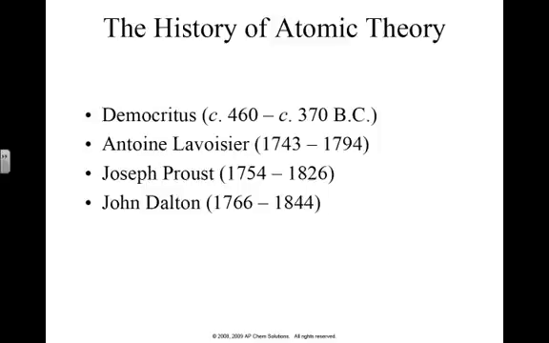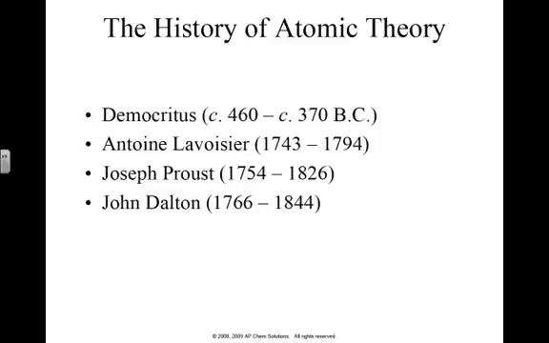Antoine Lavoisier was the first one that carefully weighed reactants and products in chemical reactions and found that mass is neither created nor destroyed, so we give him credit for coming up with the law of conservation of mass. Joseph Proust came up with the law of definite proportions, which basically states that different samples of the same compound always contain the same proportions of each element by mass. What does that mean? That means if I have a little bit of water or if I have a lot of water, I'm still going to have roughly 88.9% oxygen and 11.1% hydrogen.